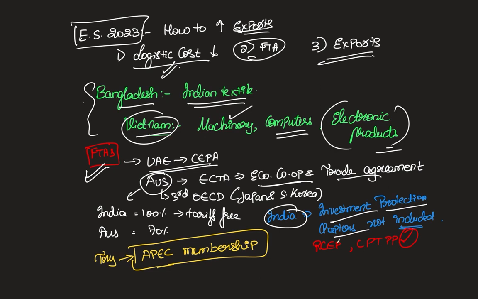Even in the past, India was very apprehensive about investment protection clause. That's why it did not join the RCEP also, which had these investment protection clauses. As a part of this deal, India will have tariff-free access to 100% of the discussed line items in this deal, and Australia will have up to 70% of preferential access.